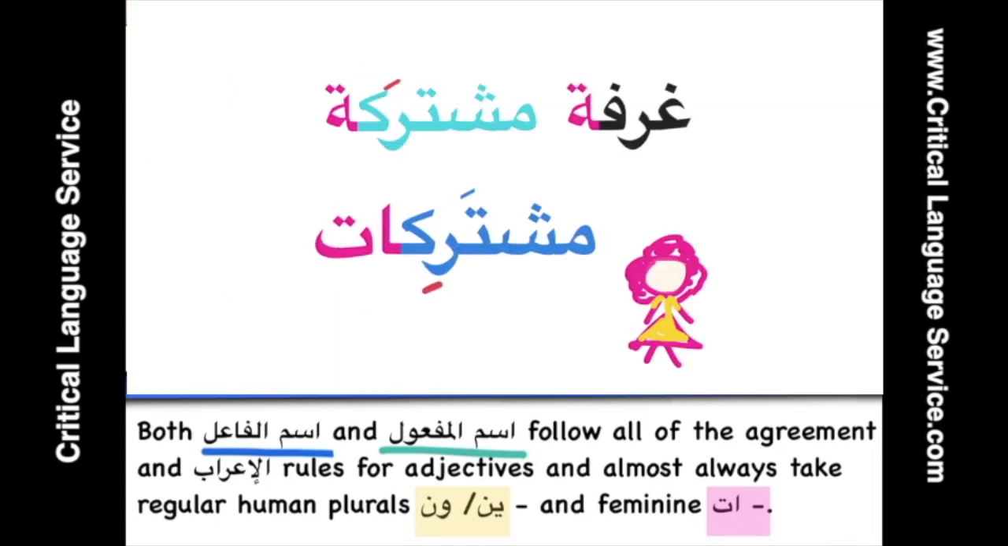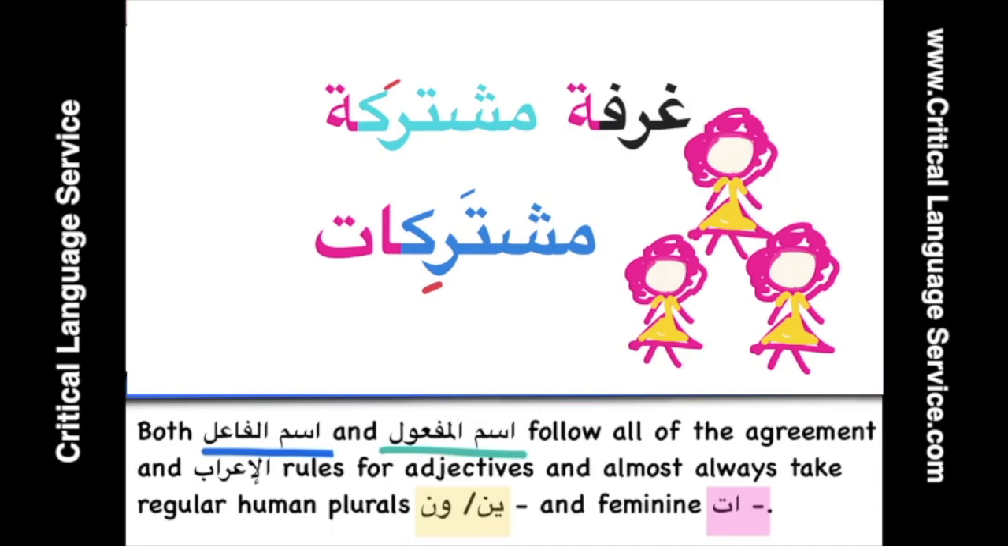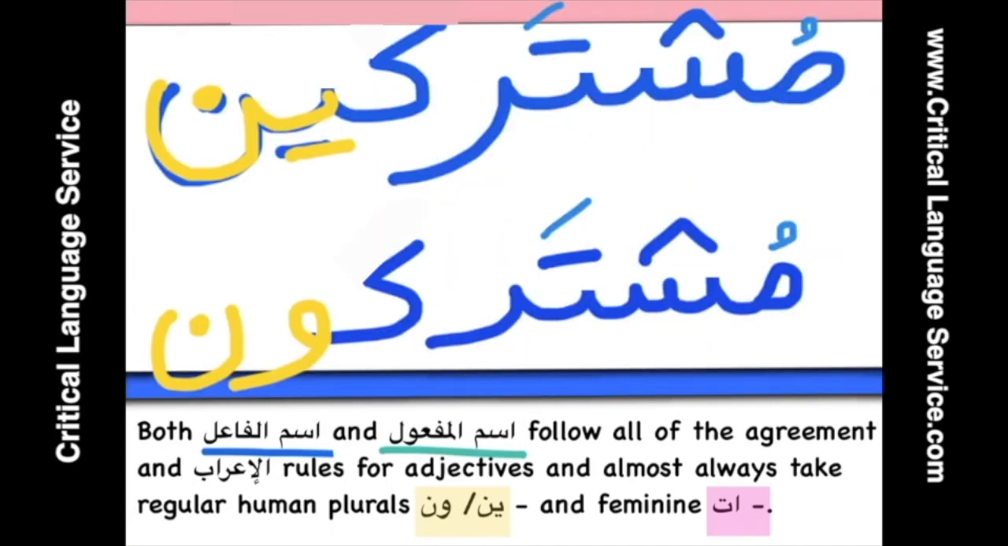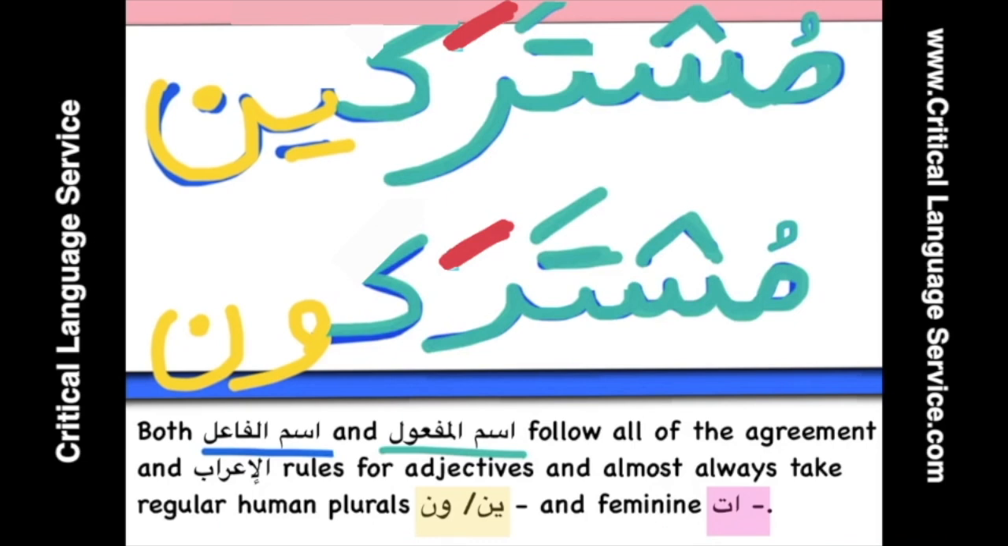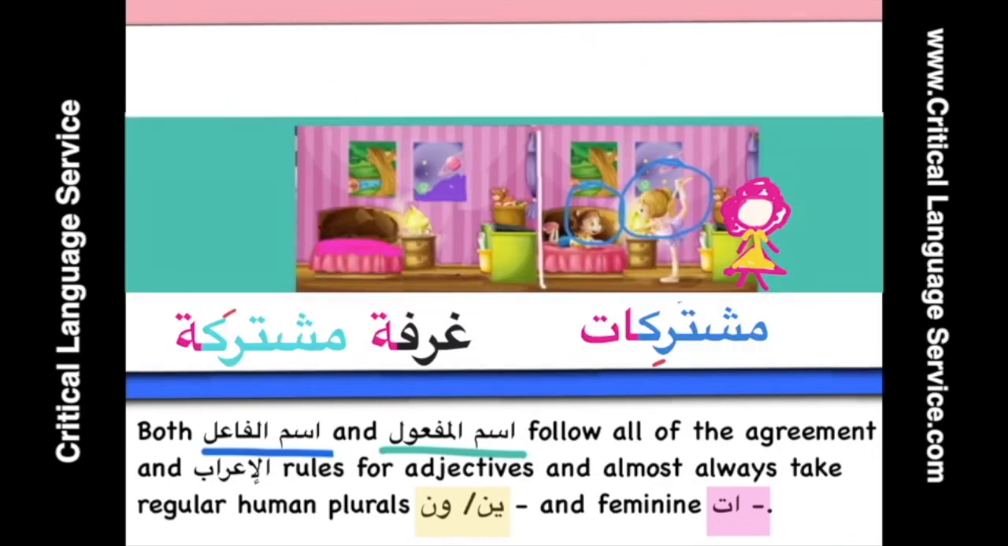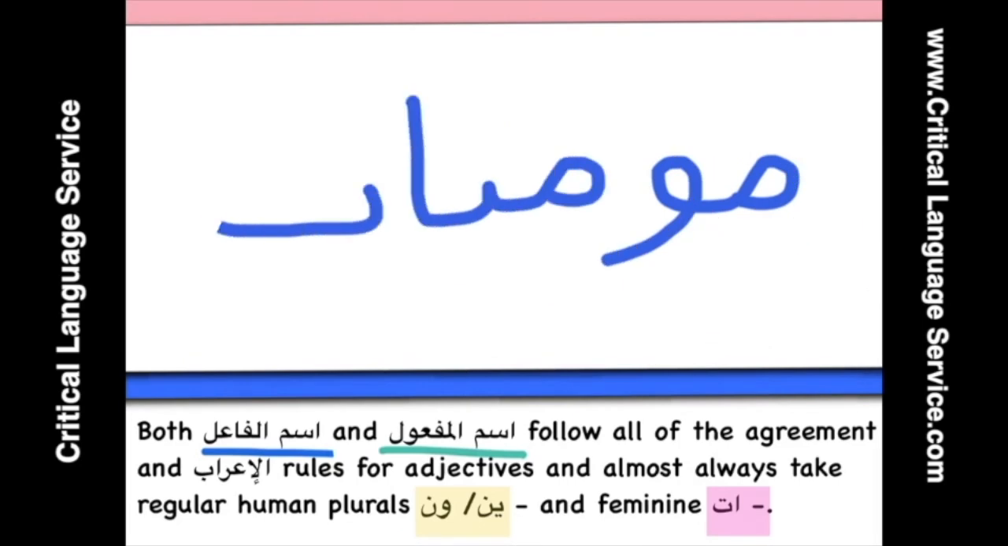So back to the difference between ism al-fa'il and ism al-maf'ul. Just change the kasra and it's an ism al-fa'il. Change it to a fatha and it's ism maf'ul. Like with the example of the girls sharing the room, mushtarikat. Another example of a human feminine plural is mu'minat.